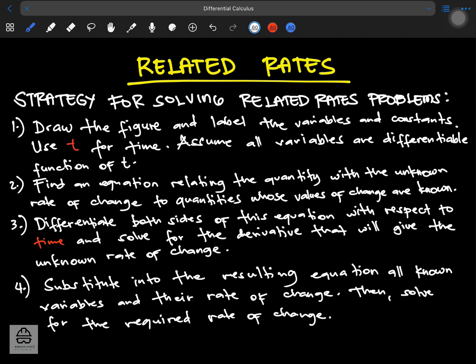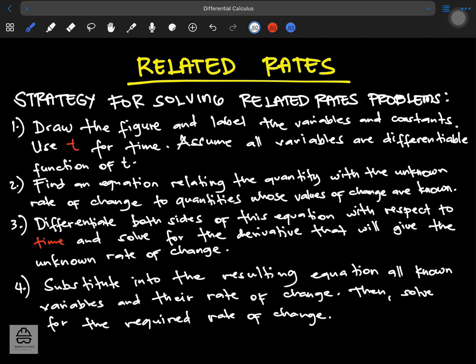Today, we will be discussing related rates. So, ano nga ba yung related rates? So, yung related rates po is application po siya ng implicit differentiation. So, we have steps here or we have strategies here in solving the related rates problem.